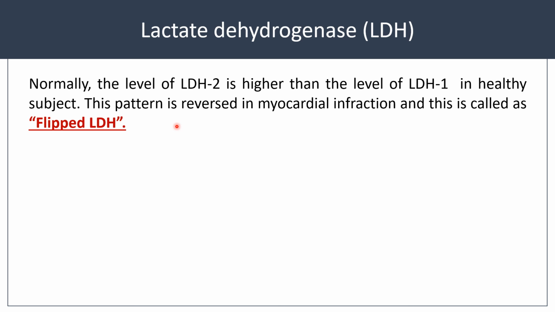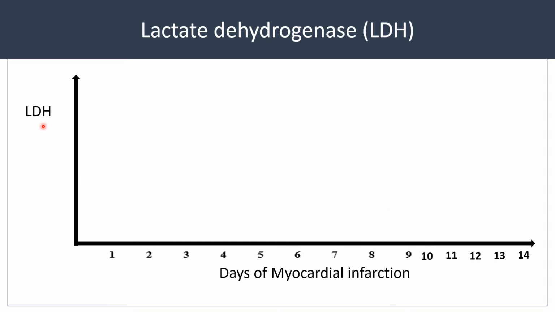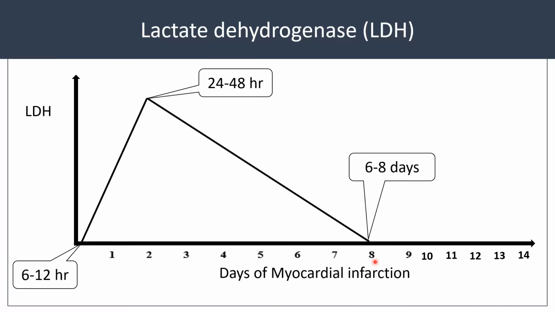And I told you LDH3 will be elevated in meningitis. The reference value for LDH is 100 to 200 international units per liter, and the method of estimation is the DGKC method. LDH following myocardial infarction will start elevating in the blood by 6 to 12 hours, reach the peak by 24 to 48 hours, and become normal by 6 to 8 days.